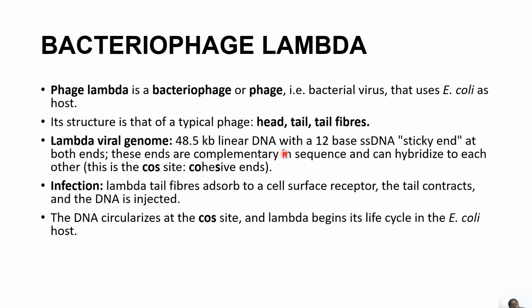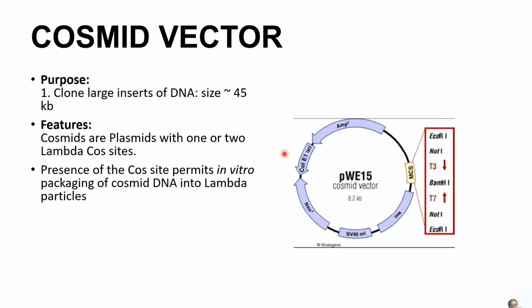We have the bacteriophage lambda vector, which is basically a bacterial virus that uses E. coli as host. Its structure is that of a typical phage. The lambda viral genome is large, 48.5 kb linear DNA with 12-base single-stranded DNA sticky ends at both ends. These ends are complementary in sequence and can hybridize to each other. Infection: lambda tail fibers adsorb to a cell surface receptor. The tail contracts and the DNA is injected, and the DNA circularizes at the cos site, and lambda begins its life cycle in the E. coli host.